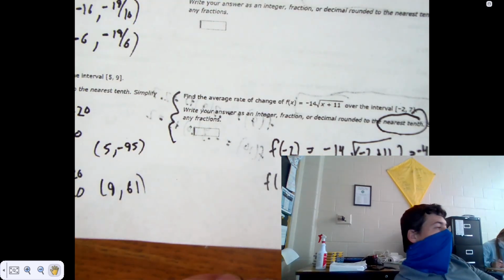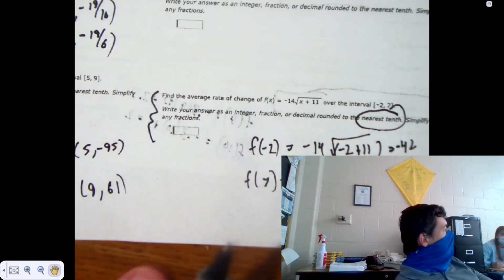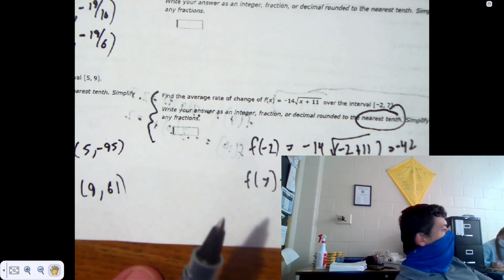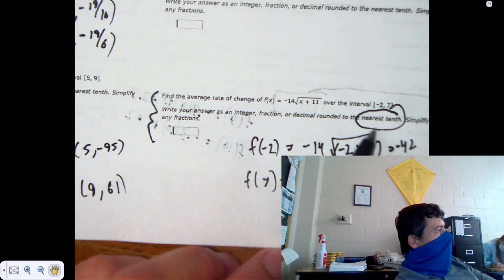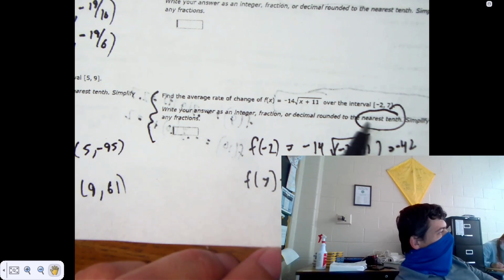Now, they say in the end you get to round to the nearest tenth. Don't do that in your intermediate calculations. Carry them out 2 or 3 decimals. I usually go to 3. That's the end result, okay? If you start rounding before the end, you might actually be off by more than a tenth.